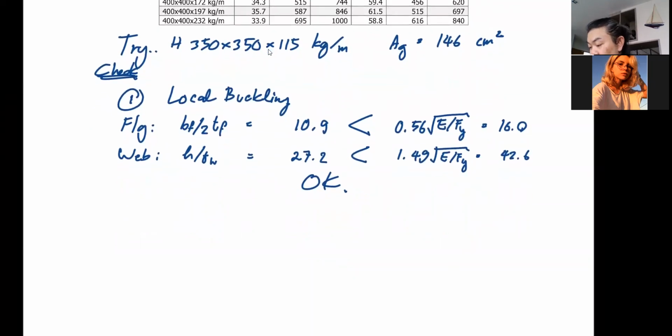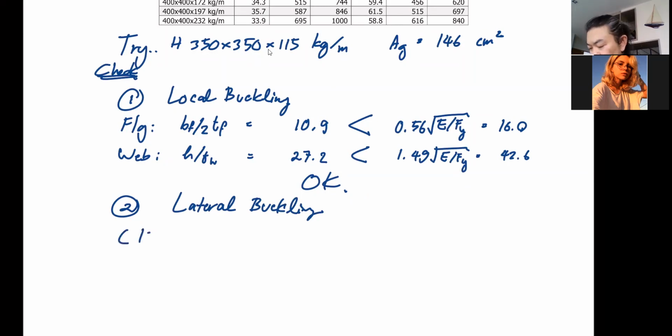Okay, now we move on to step number 2. It's lateral buckling now. Am I going too quickly? Hope not. So we have to again check both axes.